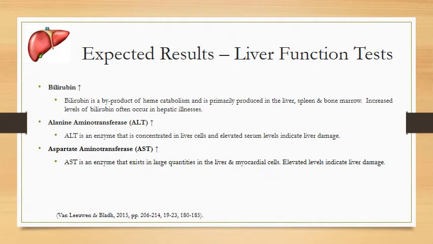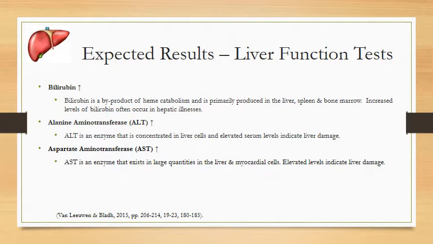There are also many liver function tests that can be used to determine whether or not a person has hepatitis. The first one is a bilirubin count, which in the case of a person with hepatitis will be elevated. Bilirubin is a byproduct of heme catabolism, and it is primarily produced in the liver, spleen, and bone marrow. Increased levels of bilirubin often occur in hepatic illnesses. The second is the alanine aminotransferase test, which will also come back elevated in the case of hepatitis. ALT is an enzyme that is concentrated in liver cells, and elevated serum levels indicate liver damage.